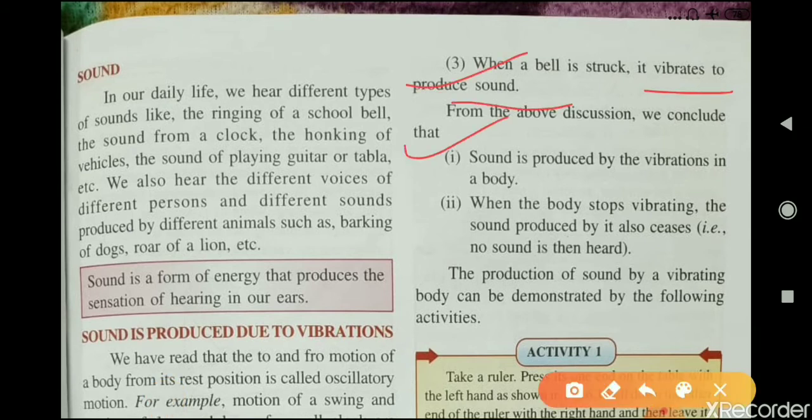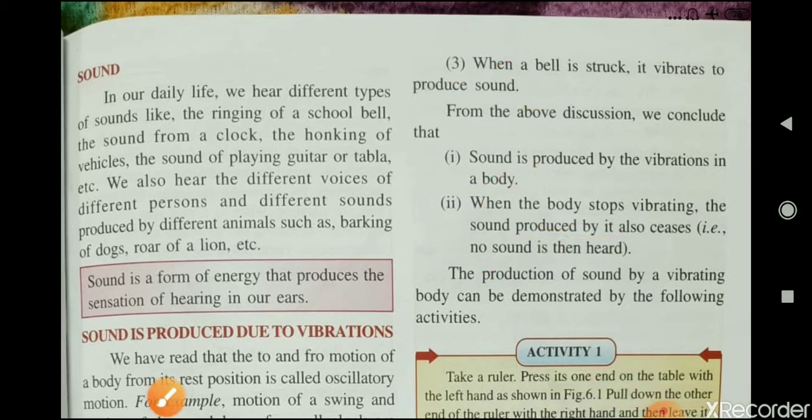So from the above discussion, we can say that sound is produced by the vibrations in a body, and when a body stops vibrating, the sound produced by it also ceases. That is, no sound is then heard. Means sound is only heard when a body vibrates. As the body stops vibrating, the sound ceases.